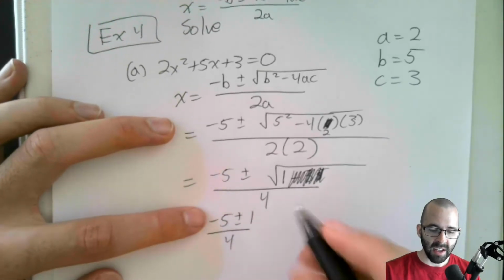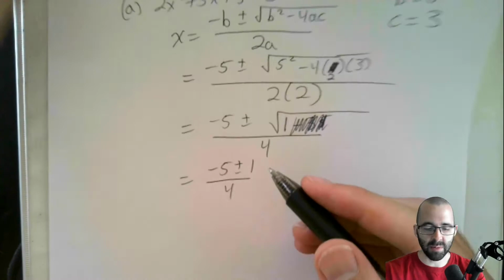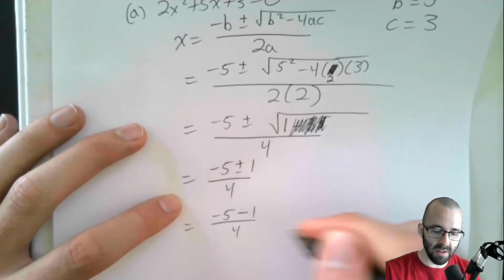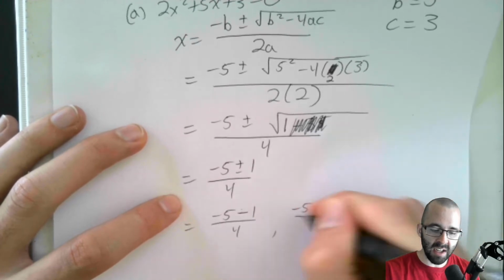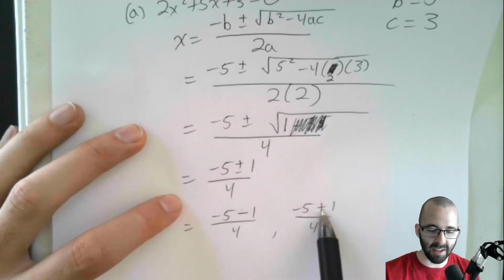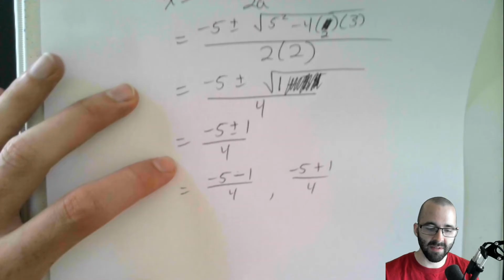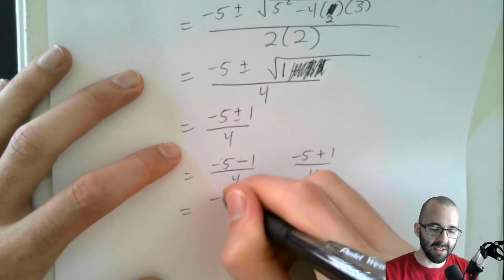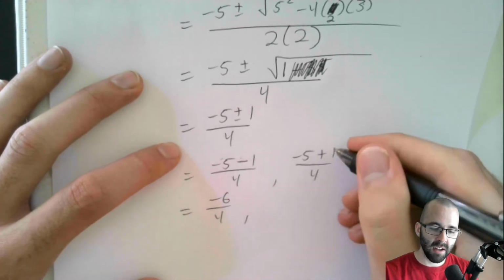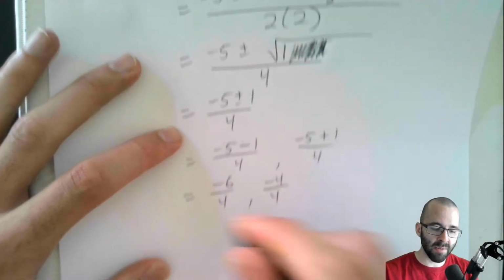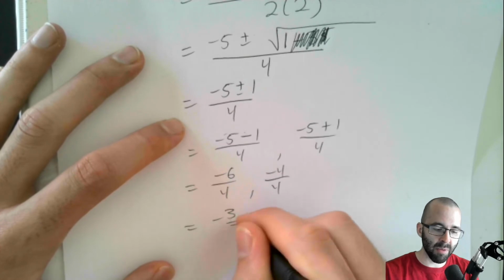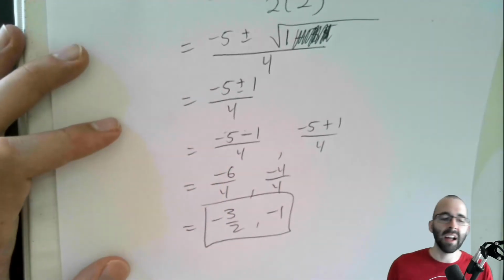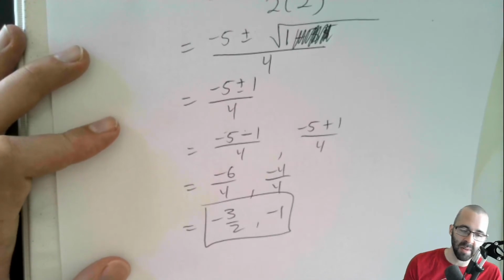And now again, if you can simplify it, this is where we split things up. It becomes minus 5 minus 1 over 4, and minus 5 plus 1. That's what the plus or minus means. And now we just keep simplifying. Minus 5 minus 1 is minus 6 over 4. Plus 1 is minus 4 over 4. Now we can reduce that to become negative 3 halves. And negative 1. So this is a relatively nice complete quadratic formula problem.